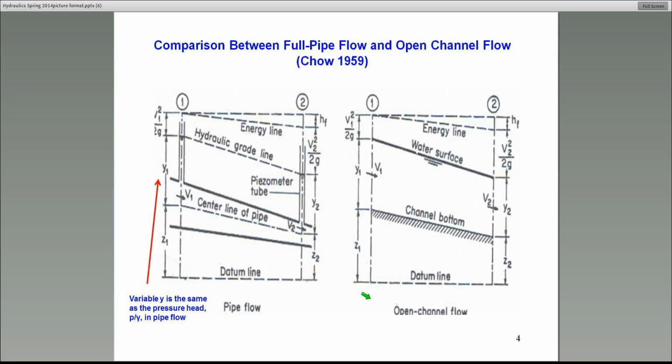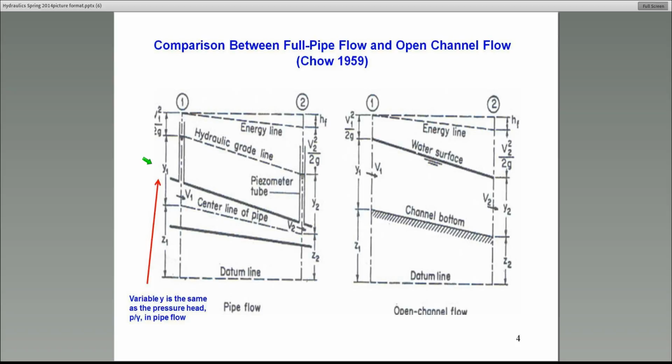Typically, in the case of a pipe, we measure everything with respect to the center line of the pipe, whereas in open channel systems, we measure with respect to the bottom of the channel. For example, the flow depth, in the case of an open channel, represents P over gamma, or the pressure head, in terms of the pipe flow situation.